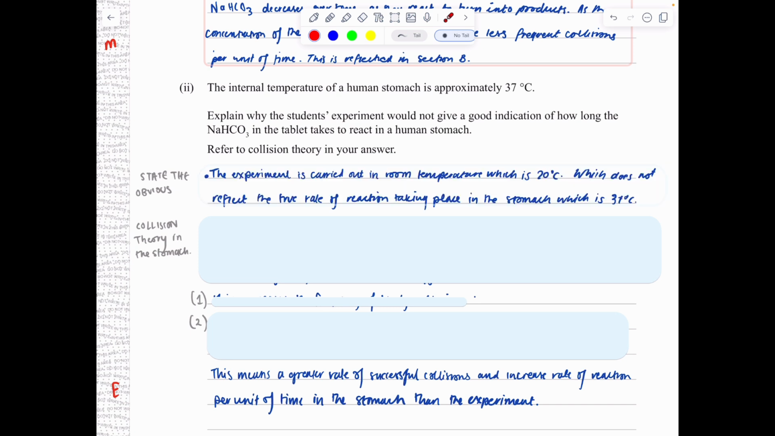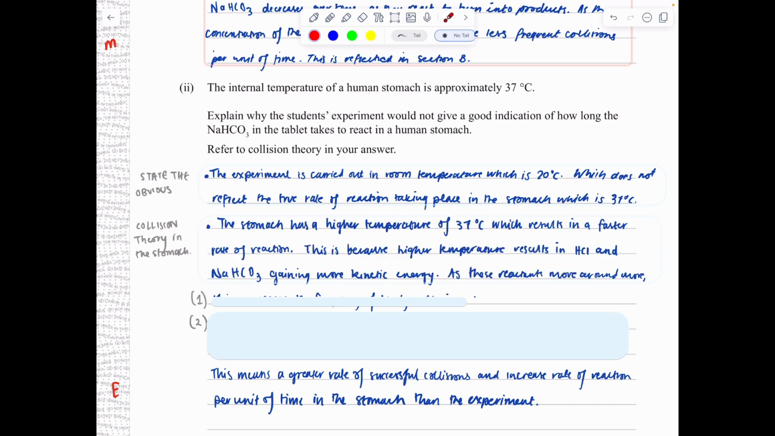The temperatures in both environments are different, so how can the experiment carried out at room temperature be a good reflection of the reaction that's actually happening in the stomach? So let's delve into this a little further by talking about collision theory in the stomach, and this can show why it's not going to be reflective for this experiment to be carried out at room temperature. The stomach has a higher temperature of 37 degrees, which results in a faster rate of reaction.